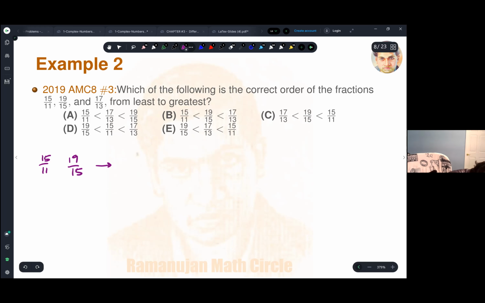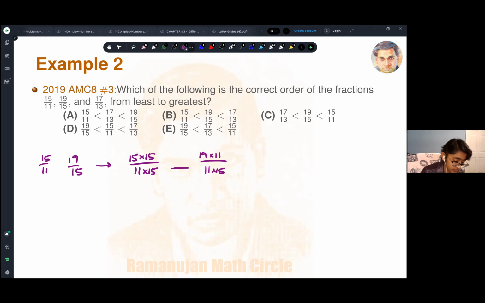denominator one, we would have to do 15 times 15 divided by 11 times 15, versus 19 times 11 over 11 times 15. Again, that's so much calculation, so it's just painful. And you're going to have to do that for the other two as well, because you're going to have to compare 15 over 11, 17 over 13, and the other.